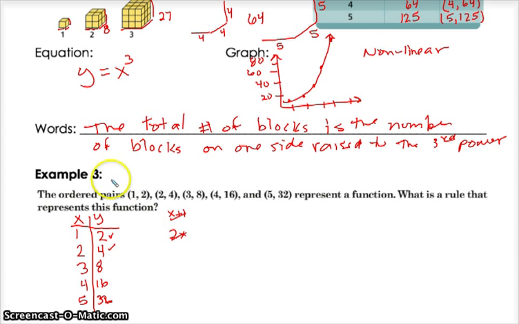Another way, and this is a little bit off the beaten path, I could do 2 to the first power. I could do 2 to the x power. So if I do 2 to the first power, that's 2. If I do 2 to the second power, that's 4. If I do 2 to the third power, that's 8, and it works all the way down through here. So my final answer is y equals 2 to the power of x.